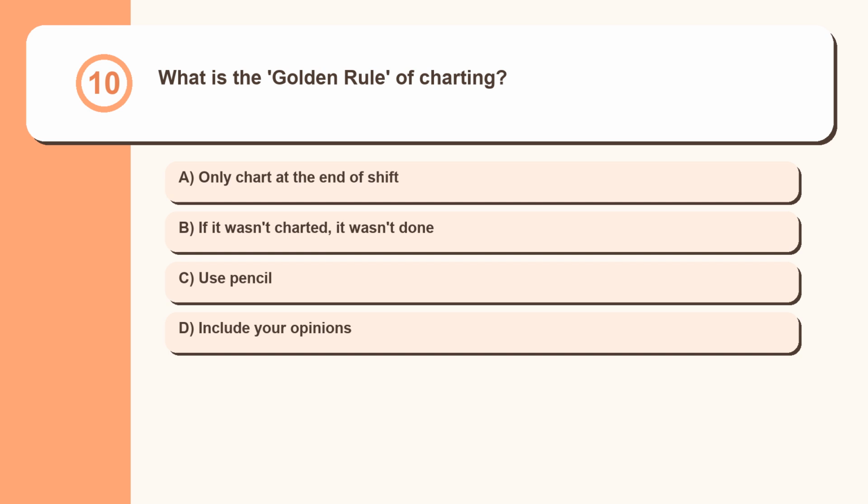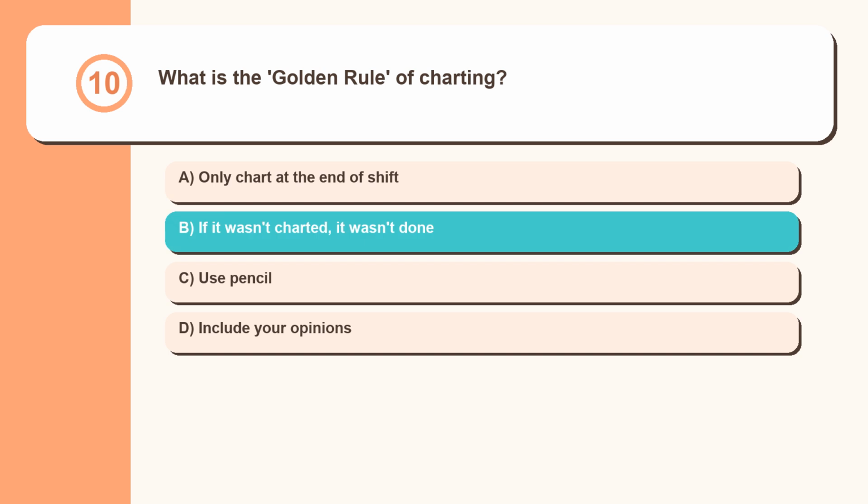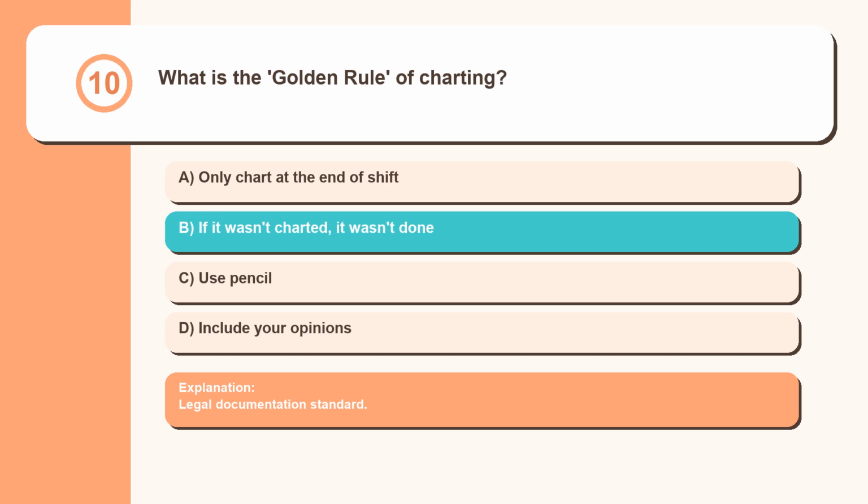Question 10. What is the golden rule of charting? Only chart at the end of shift. If it wasn't charted, it wasn't done. Use pencil. Include your opinions. Answer: Legal documentation standard.